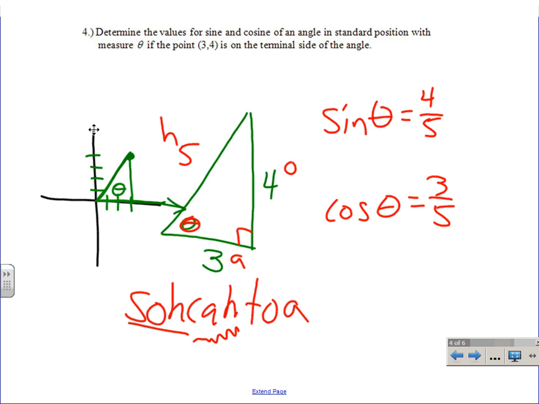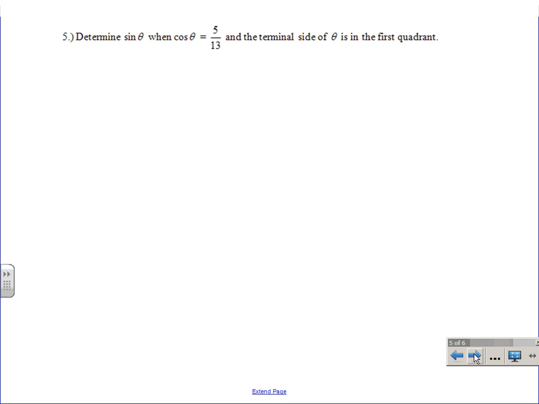Okay. Let's try a couple more just to make sure. Is everybody done with this one? Can I hit the arrow? All right. So here it says, ooh, this is different. Determine sine when cosine equals 5/13 and the terminal side of theta is in the first quadrant.